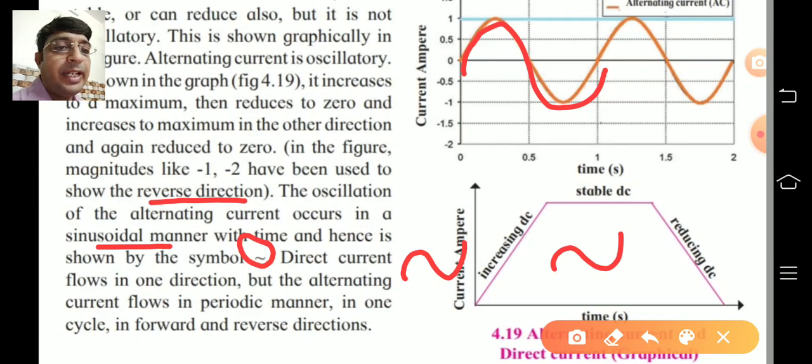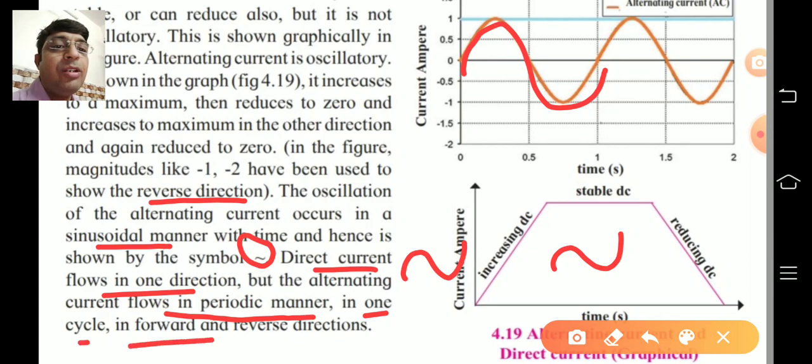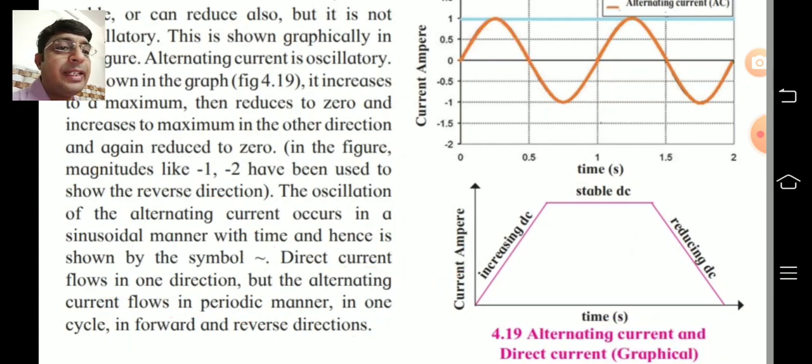Direct current, next point. Direct current flows in one direction. Alternating current flows in a reverse direction or sinusoidal manner, but direct current flows in one direction. But alternating current flows in a periodic manner. That is the answer. These are the 2 points. In one cycle, in forward and reverse direction.